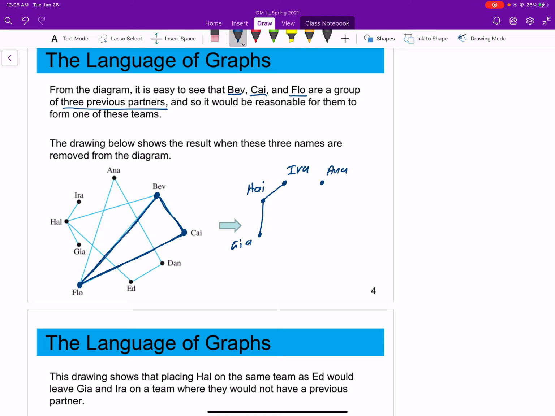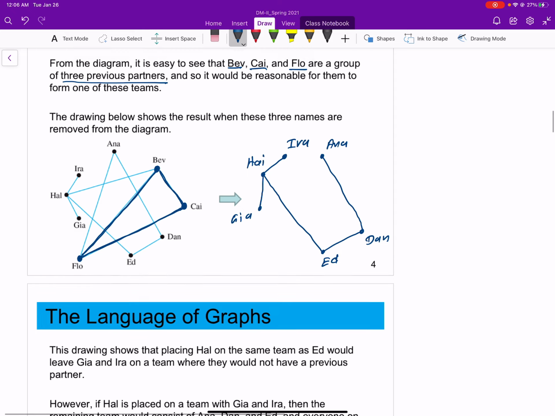And here you have Ed. Ed is connected with Hi. And then Ed is connected with Dan. And then Dan is connected with Anna. So these are the remaining people, all right? Since you have taken these three people out, you have taken Ben, Kai, and Flo out. Okay, so these are the remaining people with the connections, all right?